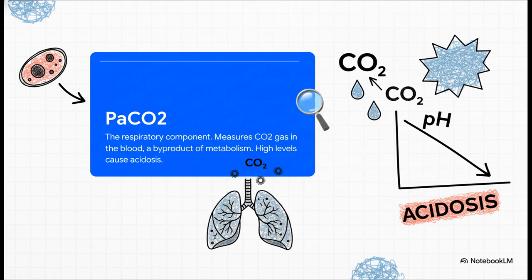Next is PaCO2, the partial pressure of carbon dioxide. This is our respiratory value. See, CO2 is a waste product from our cells. When we breathe normally, we just exhale it. But if a patient isn't breathing effectively, that CO2 builds up. In the blood, it acts like an acid, pushing the pH down and causing what we call a respiratory acidosis.